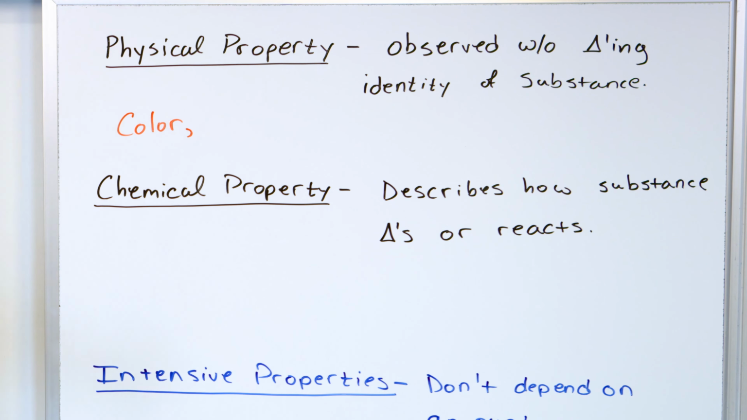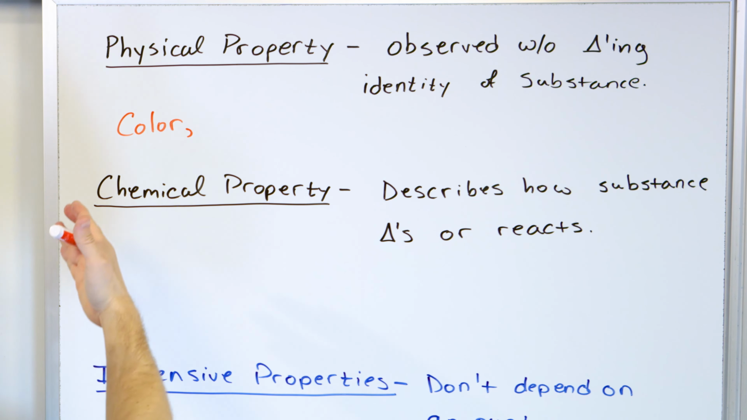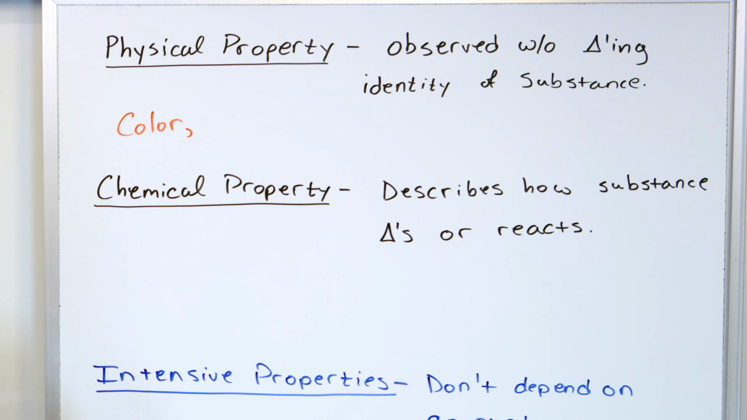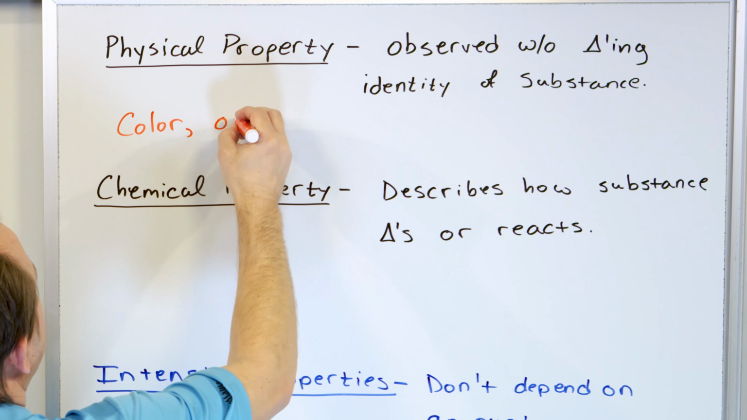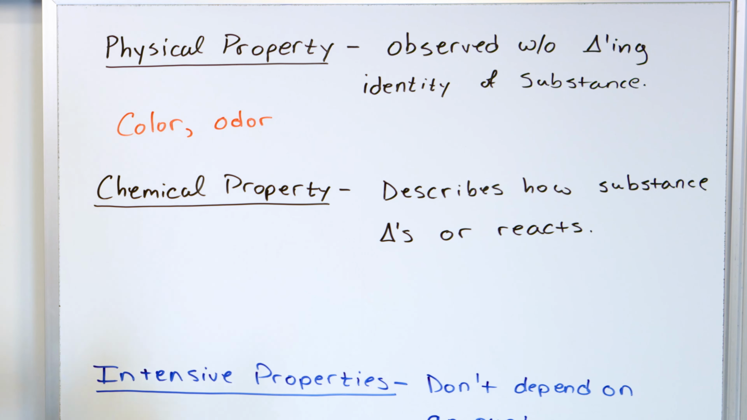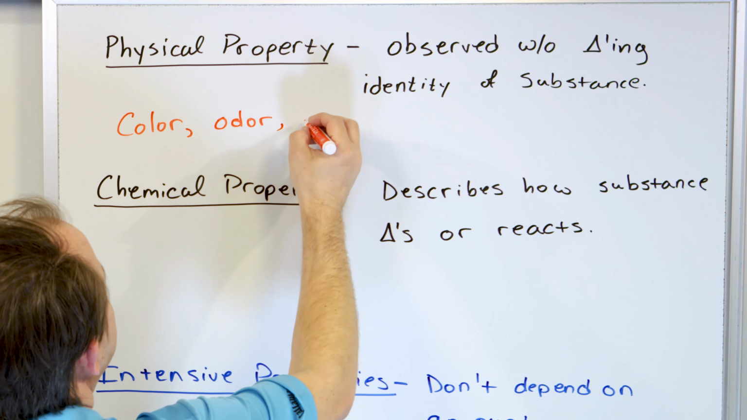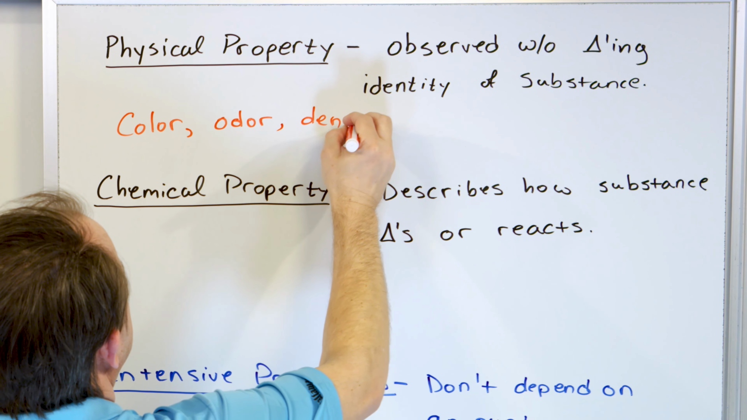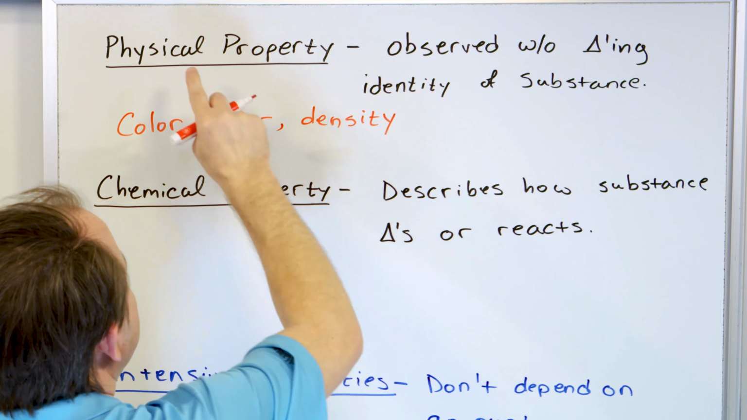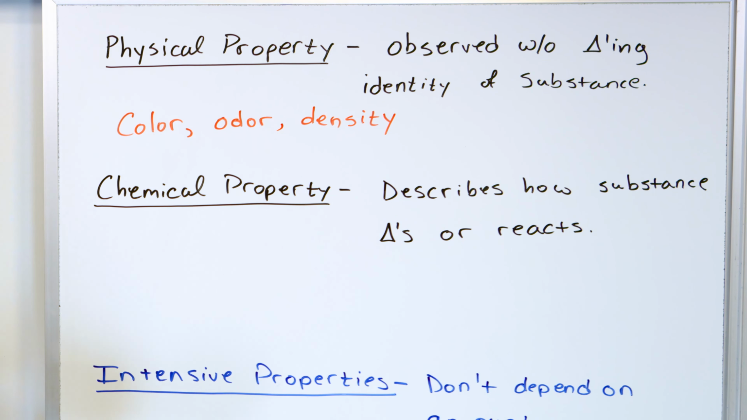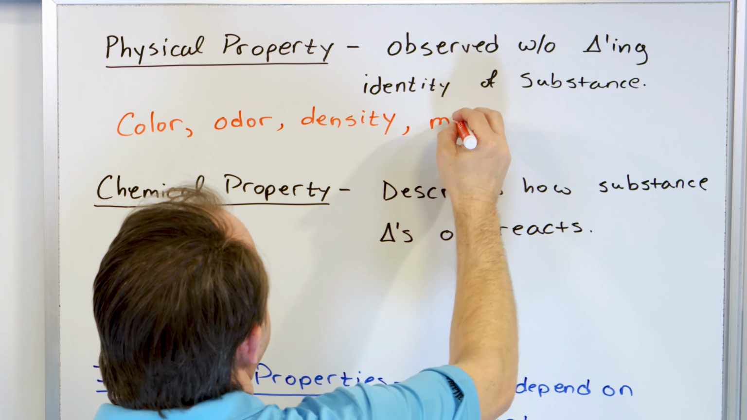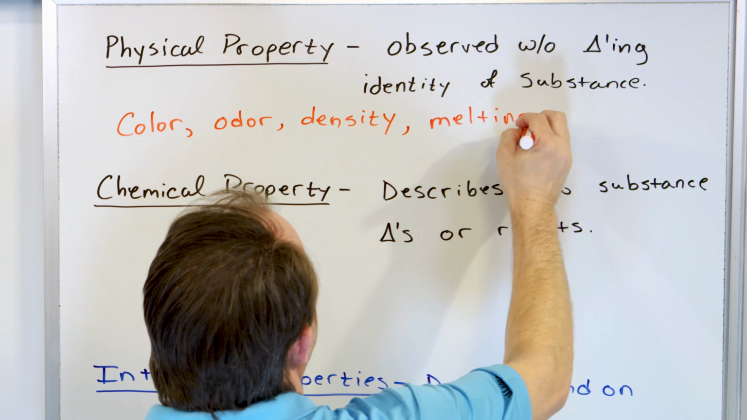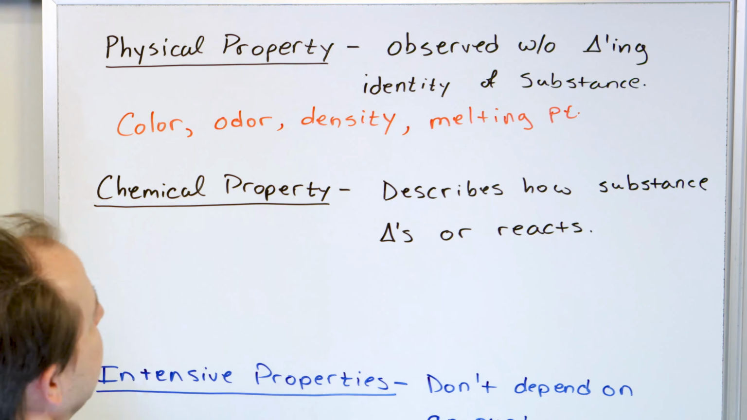You can determine if something's red or blue or whatever color without changing it. You just observe it, right? You don't make any alteration. What about the odor of a substance? Well, that doesn't really change anything either. What about the density? These are just examples. There are many, many physical properties, okay? What about the melting point? And the boiling point, and so on.